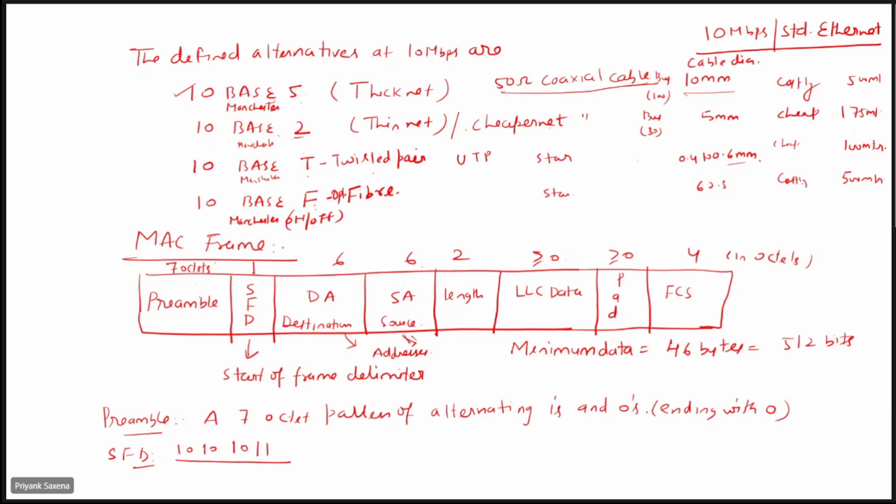Right. So a comparison among all these types can be asked: which topology they use, why they are called thicknet, why they are called cheapernet. You can see that it uses twisted pair, it is a star topology. This is also a star topology.